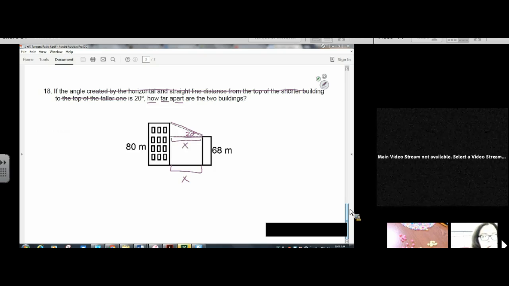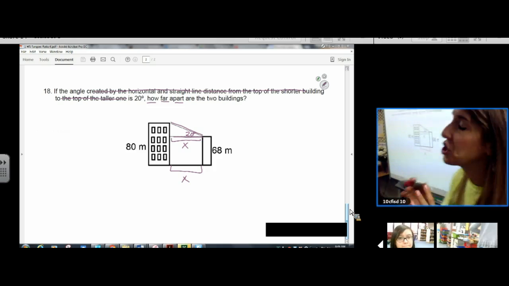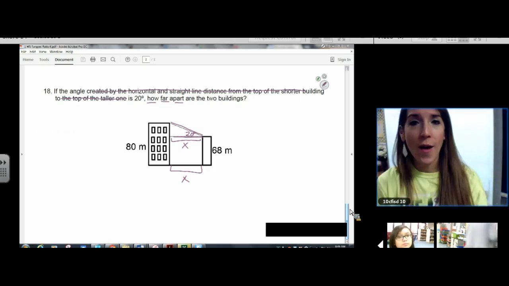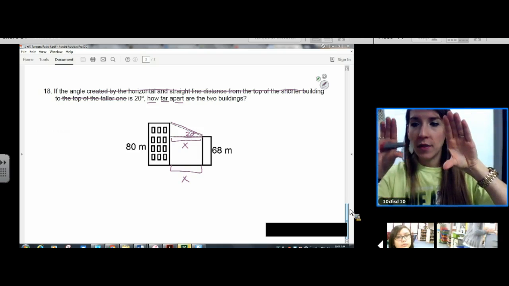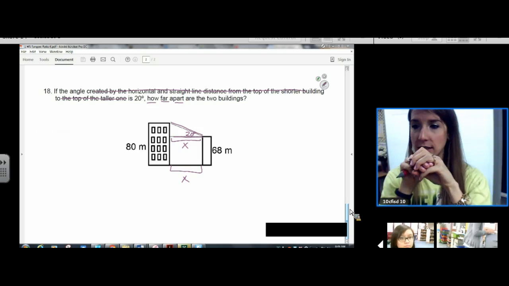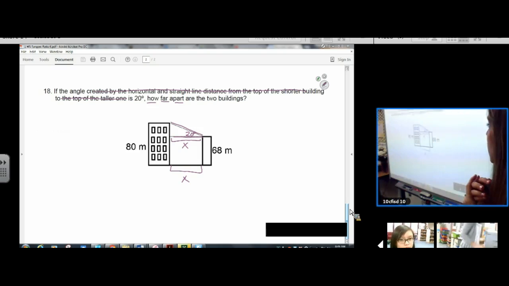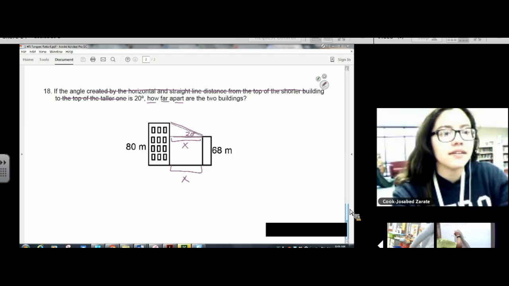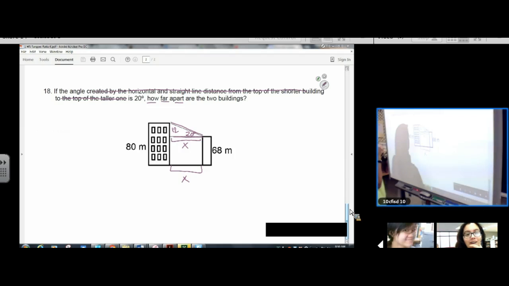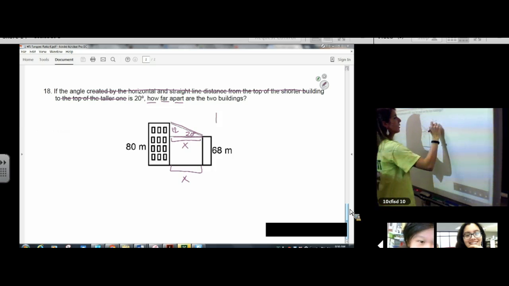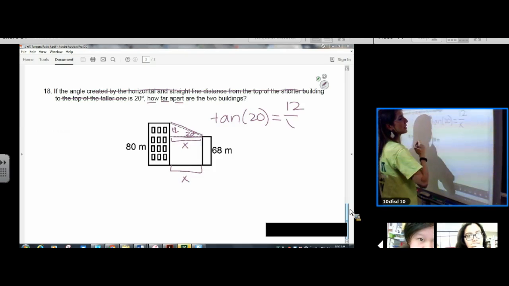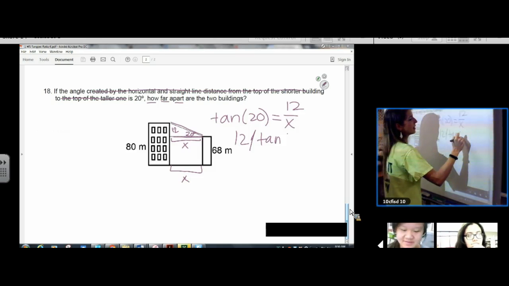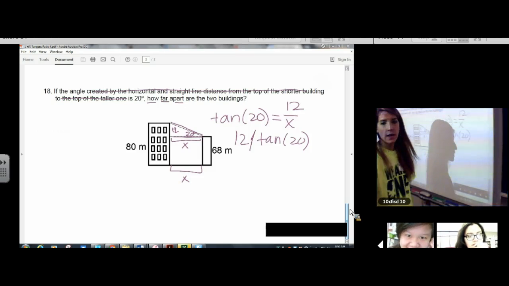Remember, to do trig, you need 2 pieces of information. Right now, I only have 20 degrees. That's all I have. So I need to use the 80 of the taller building, the 68 of the smaller one, and I need to subtract them. 80 minus 68. Now we have 2 things. We have 12, and we have that 20 degrees. Tan of 20 equals opposite over adjacent. Denominator, divide. 12 divided by tangent of 20.